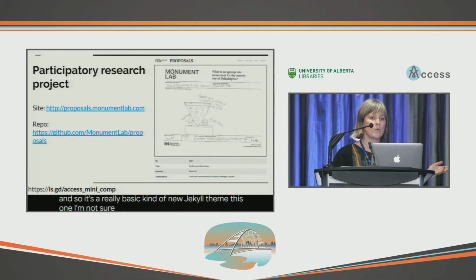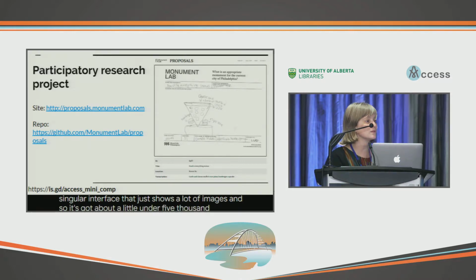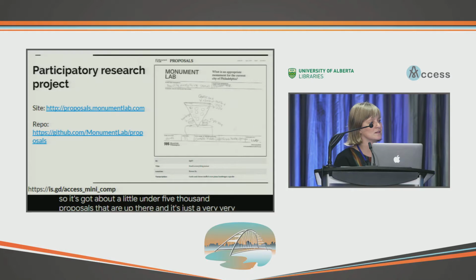This one, I'm not sure why they chose a minimal computing approach. They don't have any information out there about why they chose this one, but I think it's an interesting example of a singular interface that just shows a lot of images. It's got a little under 5,000 proposals up there, and it's a very, very simple site. And then it's got the interface to be able to see it with a map.